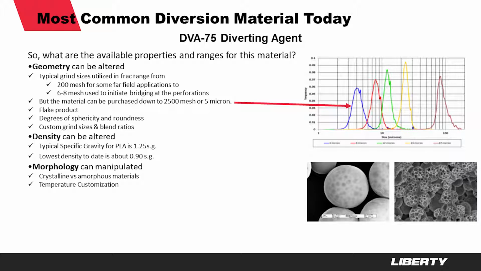The density of the material can also be altered. If desired, the specific gravity can be lowered by increasing the porosity, as can be seen in the microscopic image to the right. The typical specific gravity of PLA is around 1.25 SG. The lowest density to date has been around 0.9 SG.